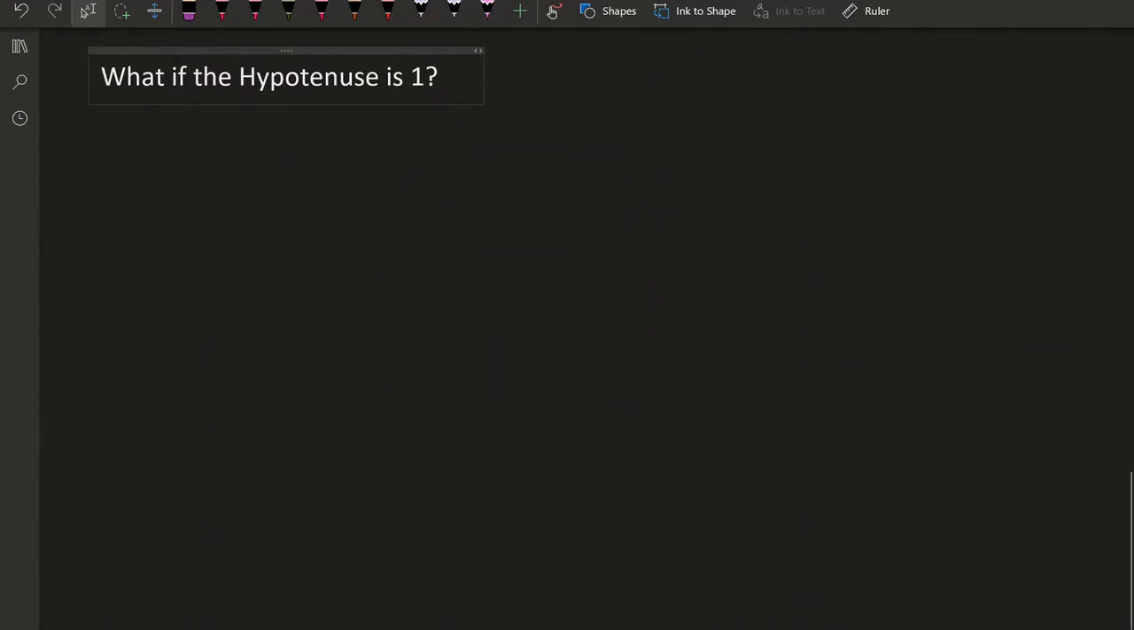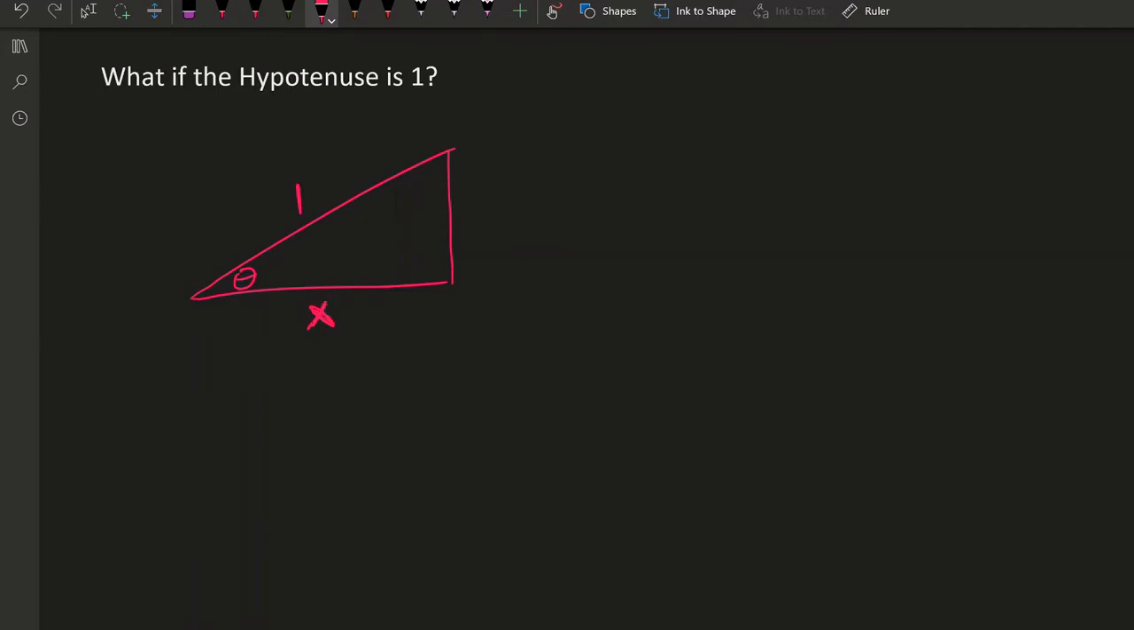Now, we get into an interesting situation here that we can use to our advantage. I just want to point out what would happen if the hypotenuse was 1. So let's go ahead and draw a triangle, and let's make the hypotenuse 1. Now, along the horizontal axis, let's just put in a variable there. X is normally horizontal and y is normally vertical. So if the hypotenuse is 1, watch what happens.